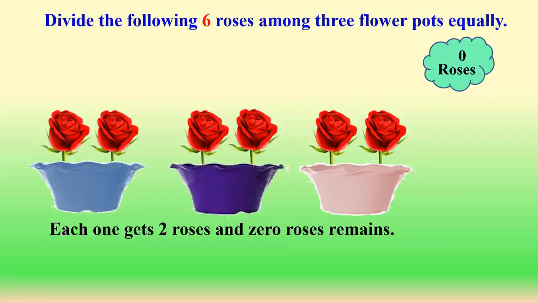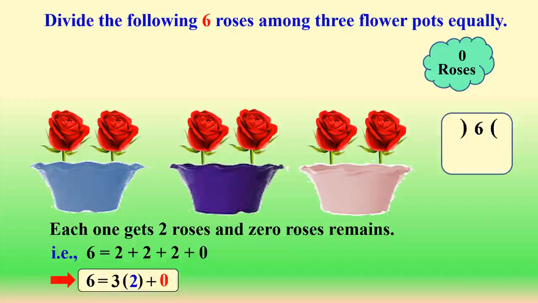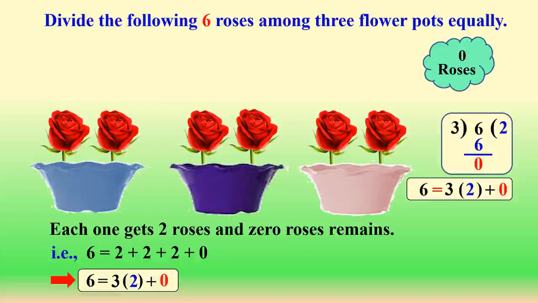Therefore, each one gets 2 roses and 0 roses remain. That is, 6 is equal to 2 plus 2 plus 2 plus 0. Therefore, 6 is equal to 3 times 2 plus 0. General division of 6 by 3. 3 2s are 6. 6 minus 6, 0. This can also be written as 6 is equal to 3 times 2 plus 0. In both cases 6 is equal to 3 times 2 plus 0, where 0 is the remainder.